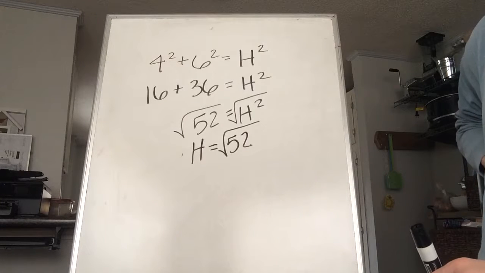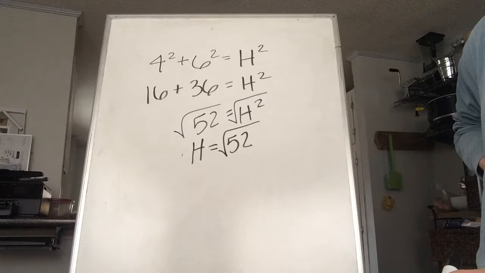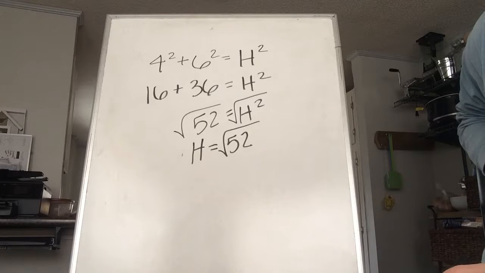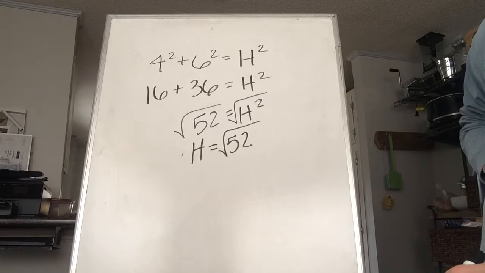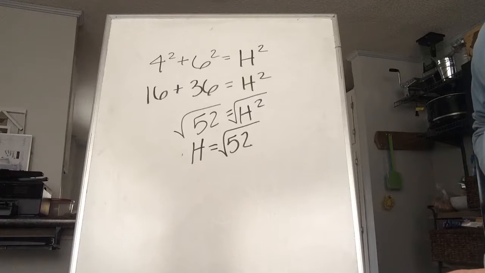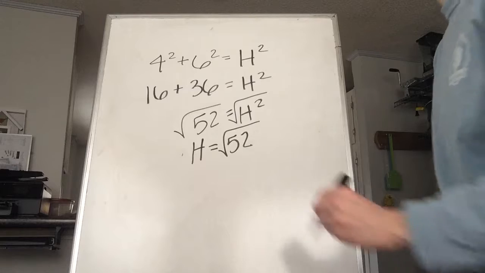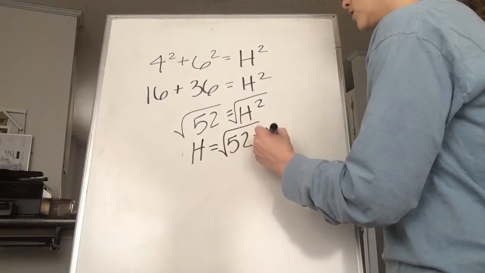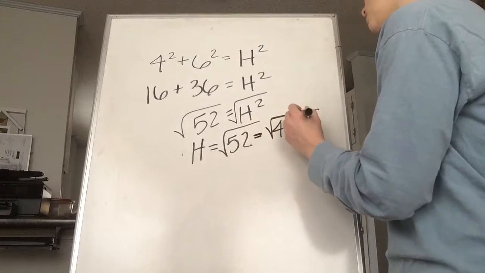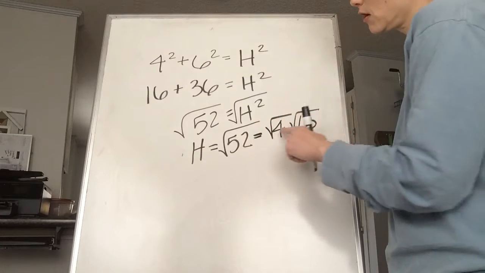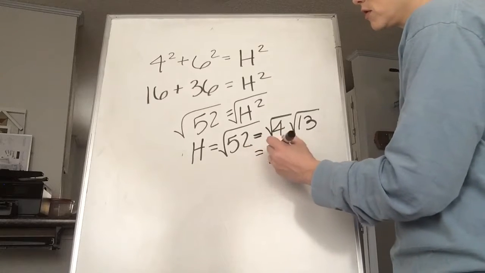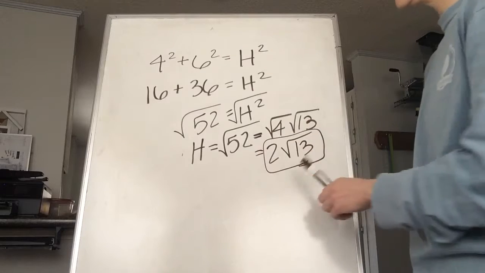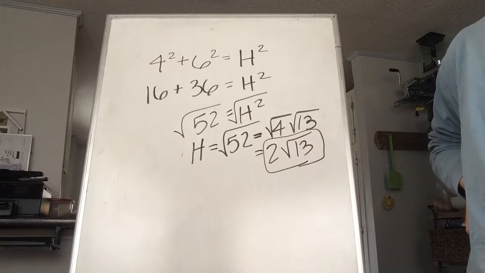Now I want to see if this can be any simpler. 4 can go into it evenly, so let's try that. 4 goes into 52 13 times. So this simplifies to the square root of 4 times the square root of 13. The square root of 4 is equal to 2, and then still the square root of 13. So the hypotenuse is 2 times the square root of 13, which is E.